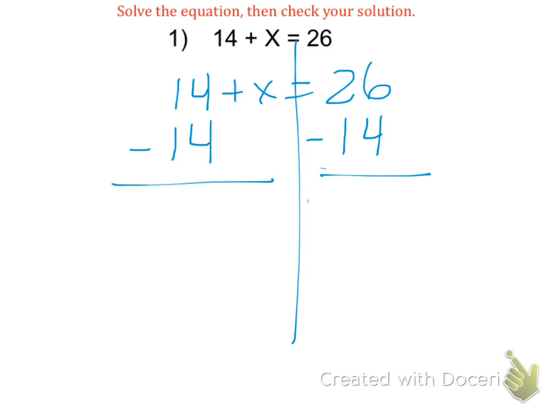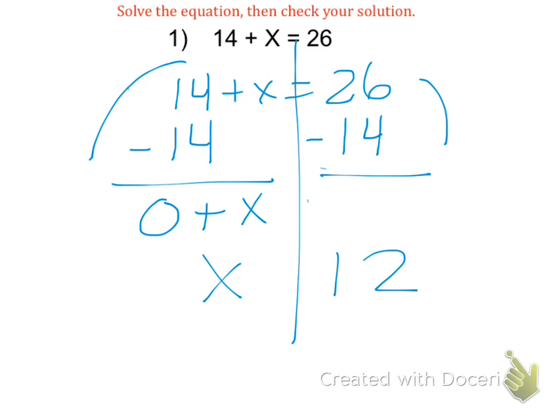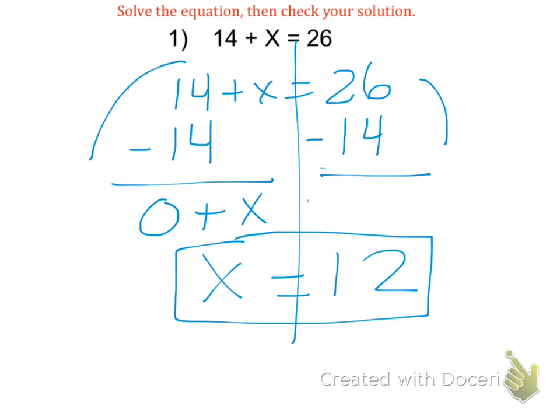So over here, 14 minus 14, we get 0, and we still have our x. And anytime you add 0 to something, you just get that number. So x plus 0 is just simply x. Over here on the right, 26 minus 14 is 12. So we know that x equals 12.